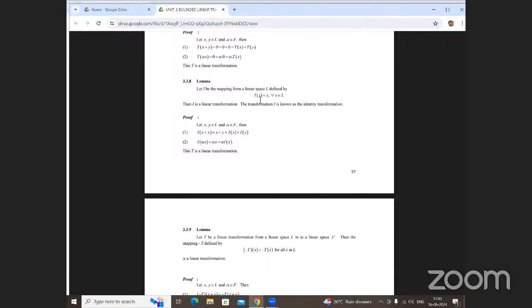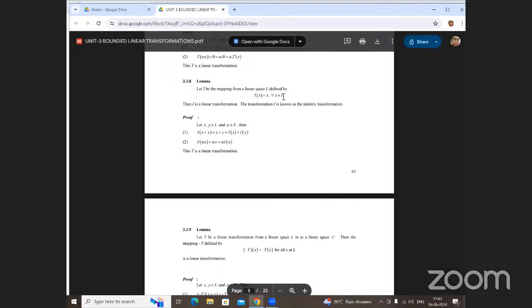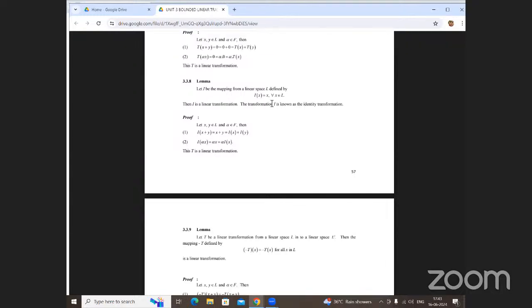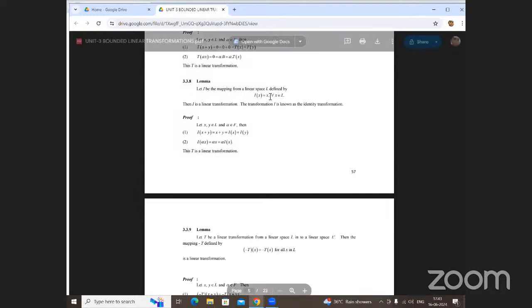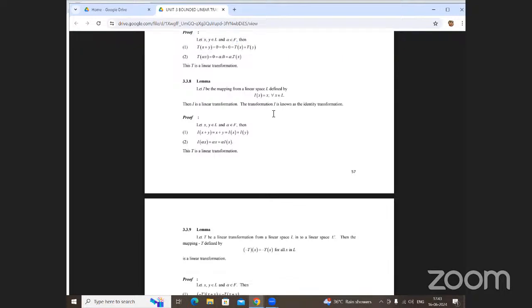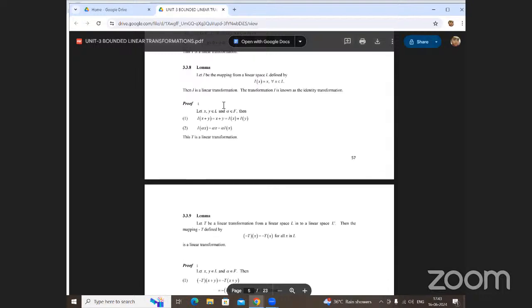Replacing one of the values here, x belongs to L, I of x equals x, where x is a linear space element. So the identity map is also a linear transformation. Similarly, I of y equals y, I of x plus y equals x plus y. So we have to prove that I of x plus y equals I of x plus I of y, and I of alpha x equals alpha into I of x. That is also one of the proofs.